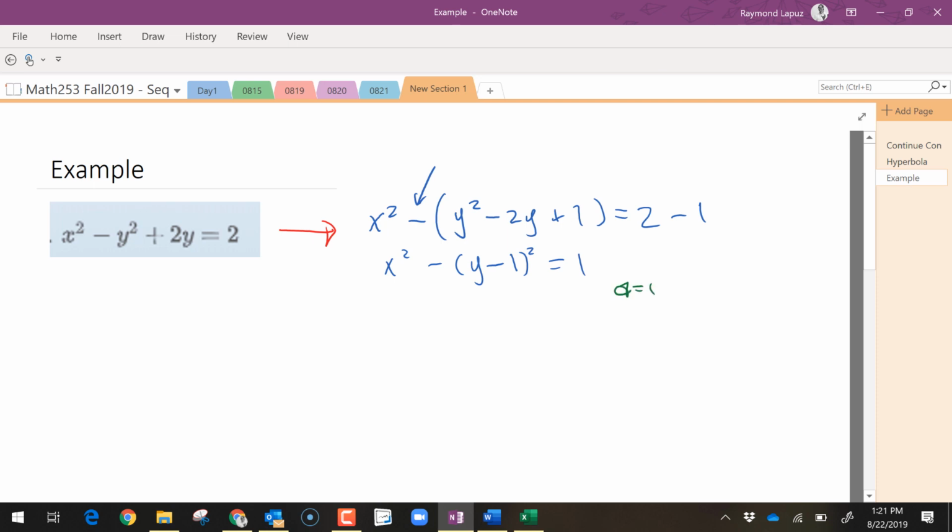Or b. A is equal to 1, b is equal to 1. We're going to use this information later on, but c is equal to the square root of 1 squared plus 1 squared. We have x naught is 0 and y naught is 1. So our center is going to be 0, 1. So it looks like this has been up 1 unit.